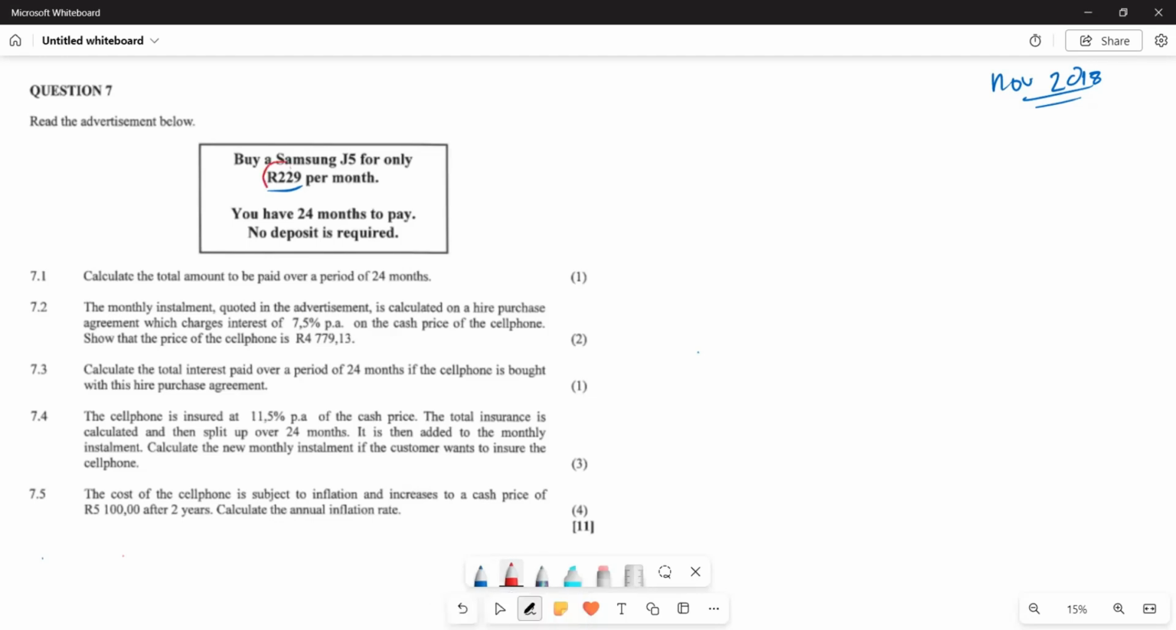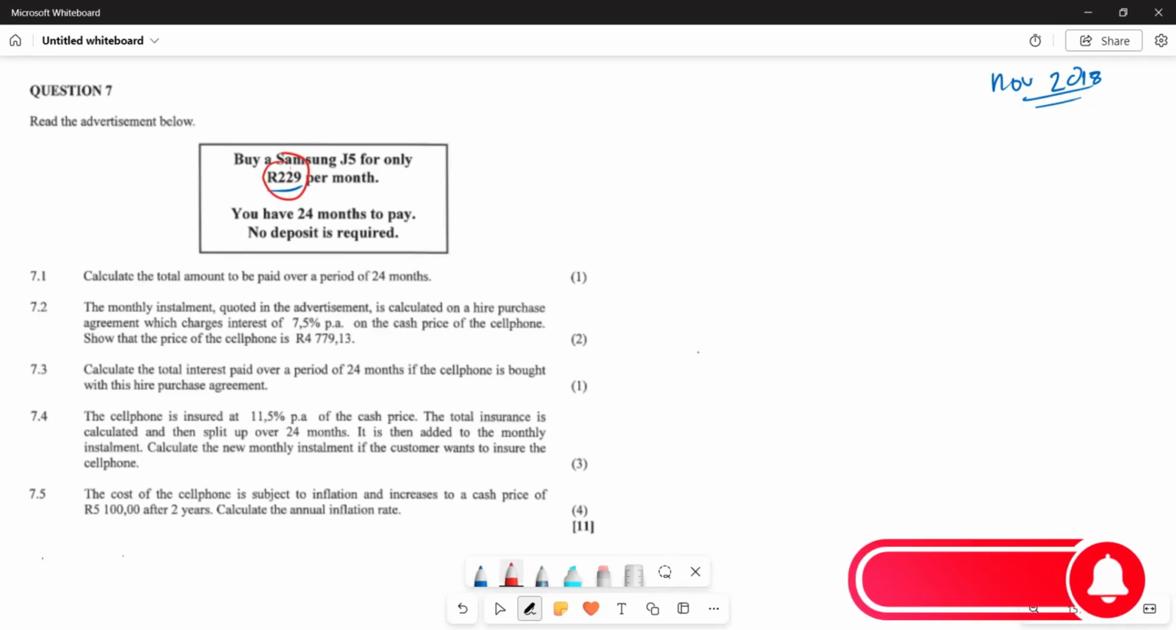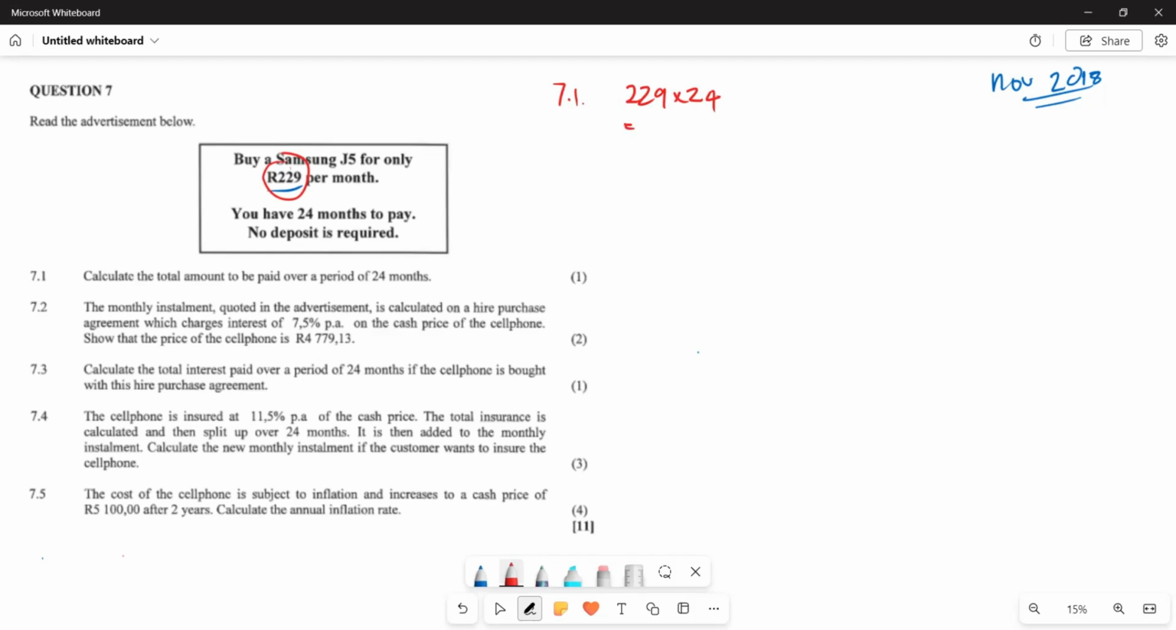We are told that the money you're going to pay per month is 229. So for your 7.1, you're going to say 229 multiplied by the 24 months, because you're going to be paying this for the entire duration of 24 months. When you punch this in the calculator, you're going to get 5,496 Rand. This is the total amount to be paid.